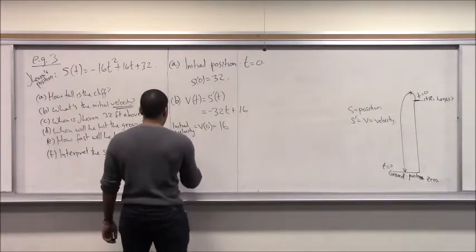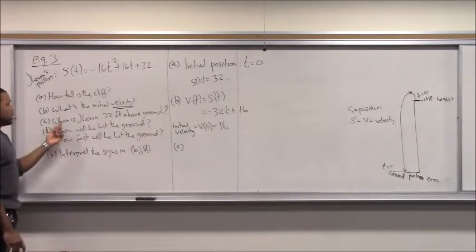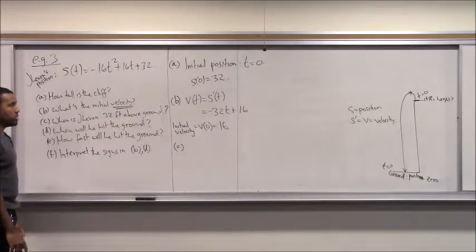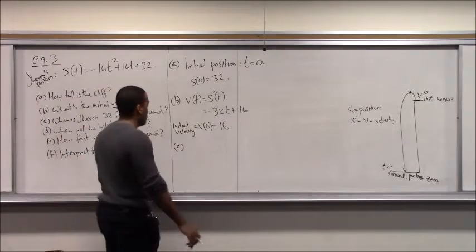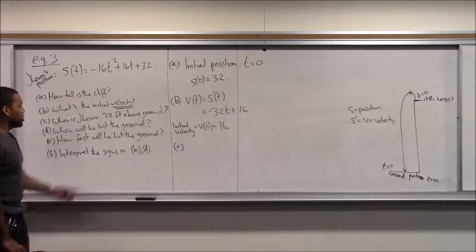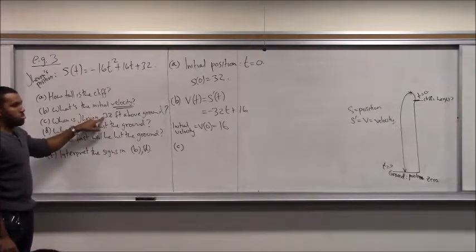That's it, C. At what time is Jhevon 32 feet above the ground? So at 1. So 32 feet above the ground is referring to what? Height of the cliff.